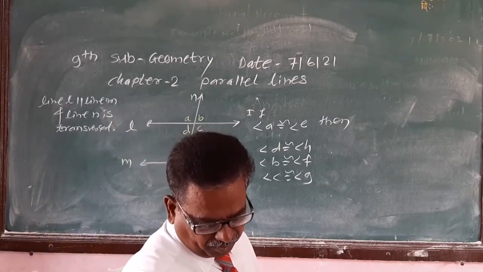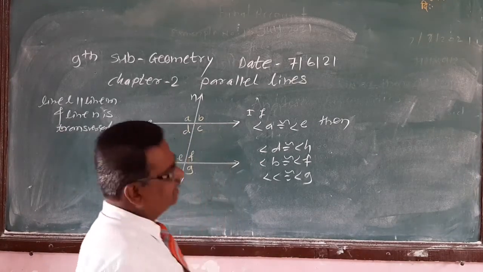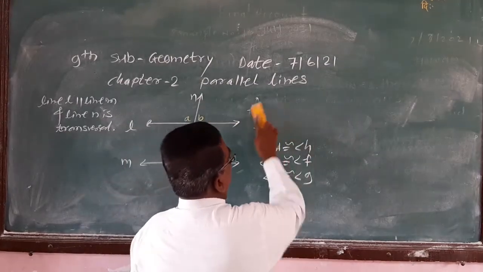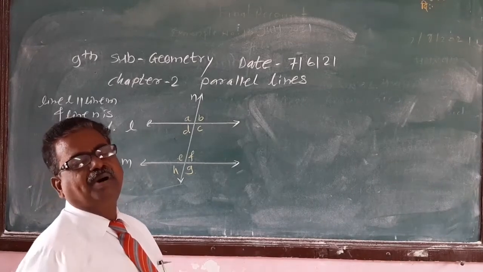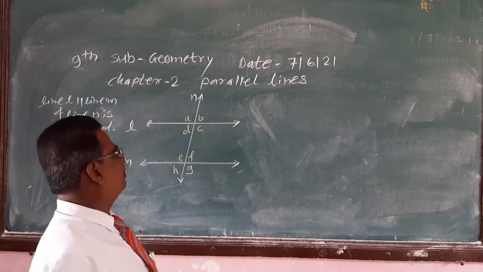Fourth property: when a pair of alternate angles is congruent, then all the remaining pairs of alternate angles are congruent.